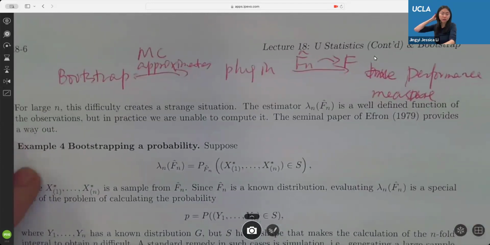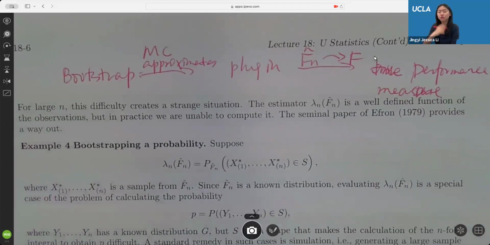Essentially, we are interested in the true performance measure of an estimator, but we cannot compute that because it depends on the knowledge of f, the true distribution. We use plugin to replace f by fn hat, but since n is large, computation is too challenging for that performance measure based on fn hat. Then we do Monte Carlo approximation, and that's bootstrap.